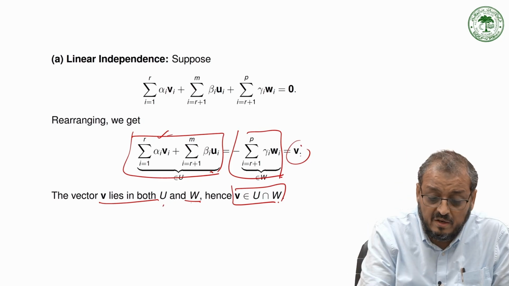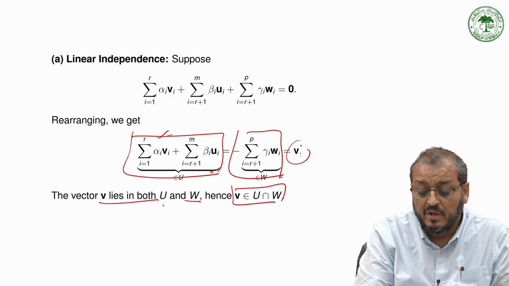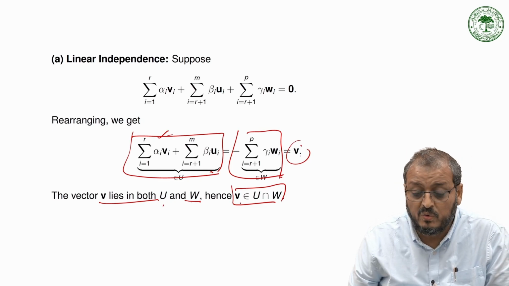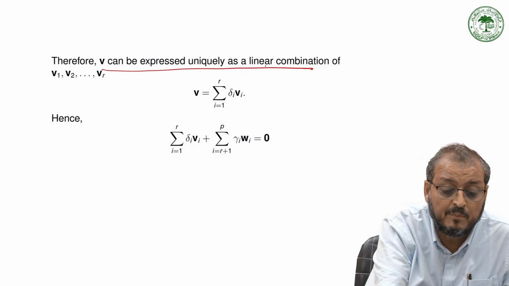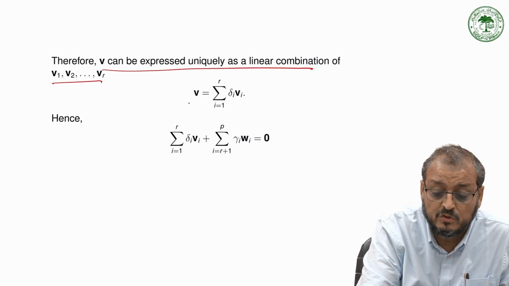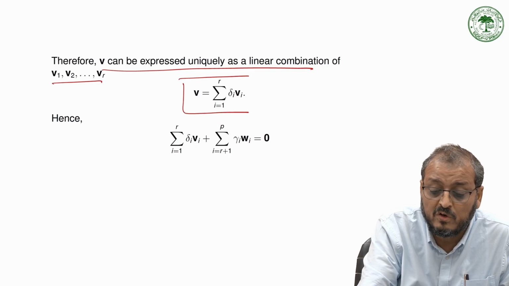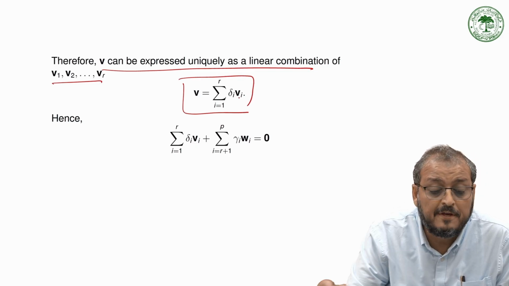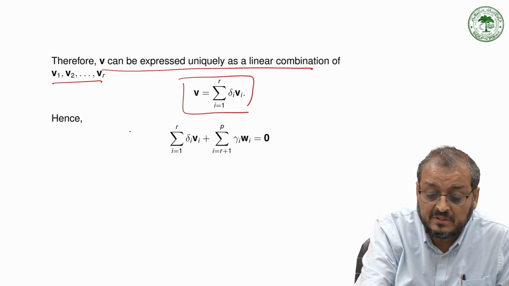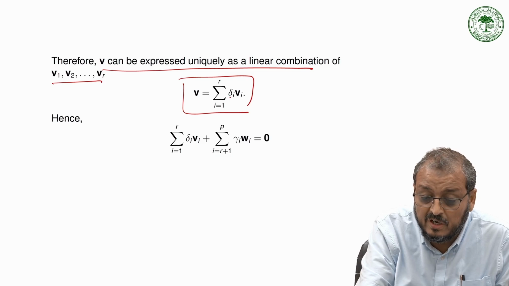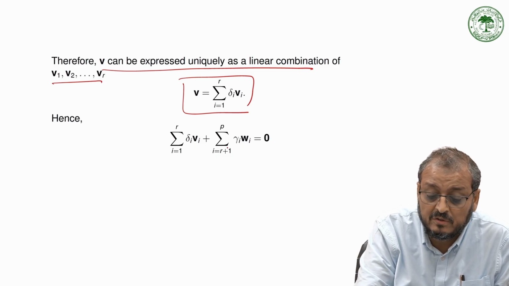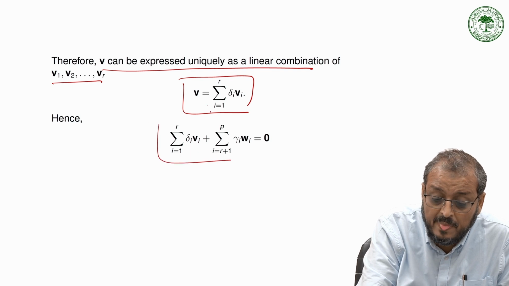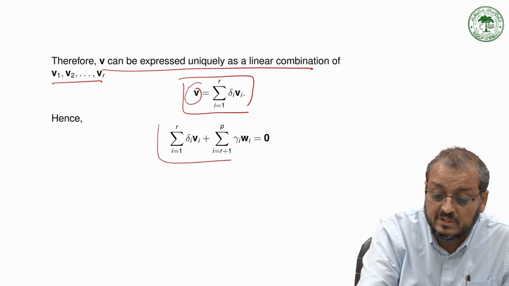So clearly we just have to say that. Now if v is an element of U intersection W, we can express it uniquely as a linear combination of v1, v2, up to vr. So v is equal to the sum of alpha i vi, i running from 1 to r, and this is equal to v.